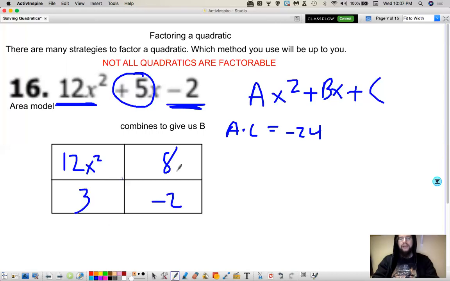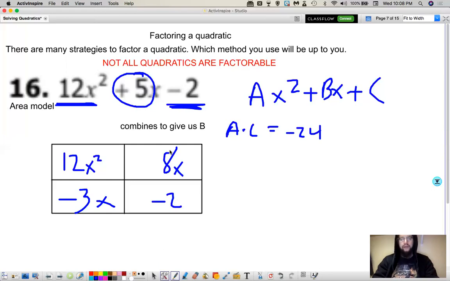Now, those have to have x's on them because this is not just a 5, it's a 5x. Which is like, wait, 8x plus 3x is 11x. You're absolutely right. It needs to be -24, so one of these has to be negative. Which one do you think? Well, if I want a positive 5, I need the bigger number to be positive, so I need the little number to be negative. Ta-da.